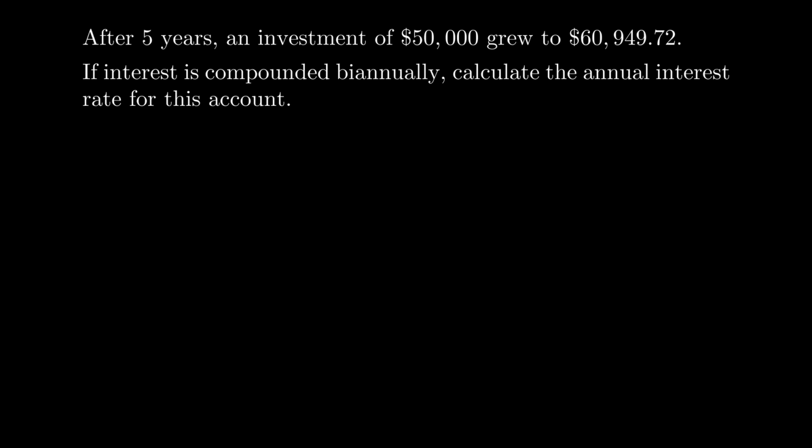Our main approach here is to try to translate the story into maths that you can work with. So the story is that $50,000 grew into $60,949.72, so let's try to write that out. We have 50,000. We want to increase it by some percentage that we don't know. That's the point of the question, to find this unknown interest rate. But the R we're trying to find is the annual interest rate, so for the whole year, which means that if our money is growing every half a year, biannually, then we need to divide this R by 2.